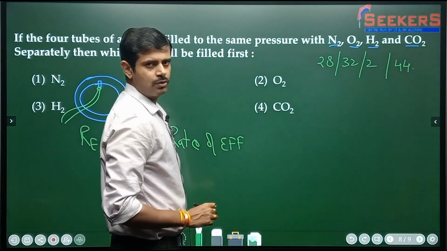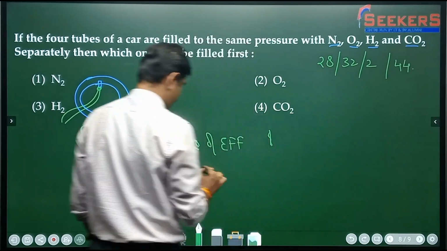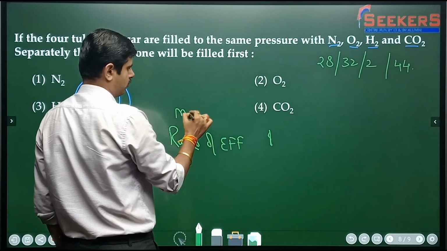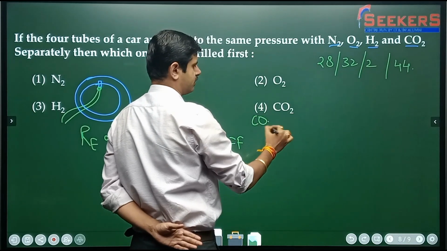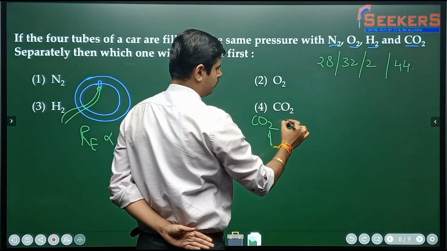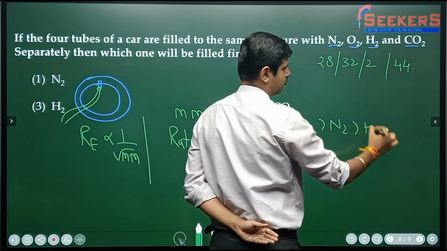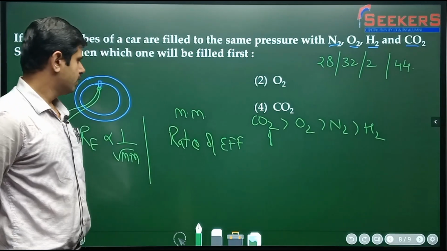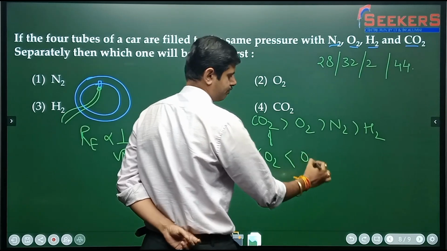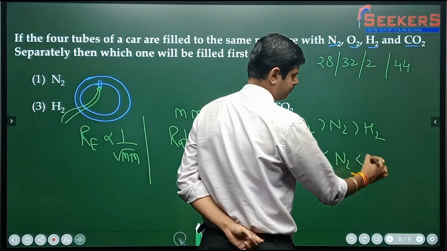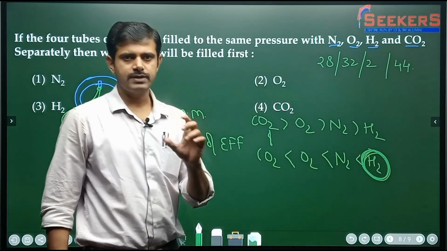Rate of effusion is inversely proportional to molecular mass. So which will have the highest molecular mass? First we'll arrange in order of molecular mass. CO2 has the highest, then comes O2, then N2, then H2. This is molecular mass. Now rate of effusion, which has a high rate of effusion? Opposite. It means my H2 can be filled in the fastest way.